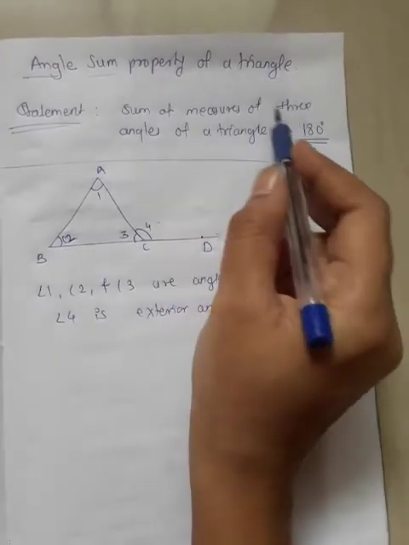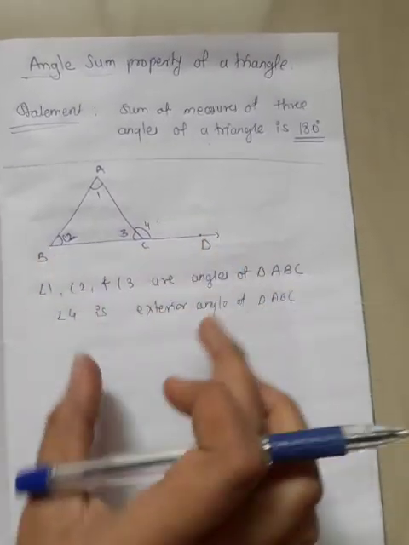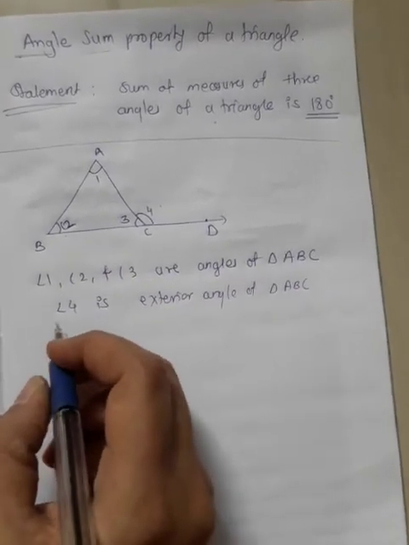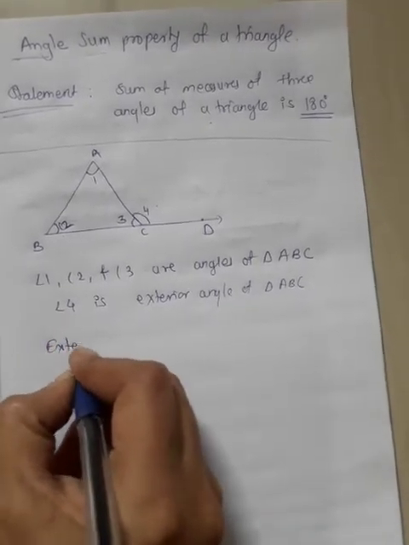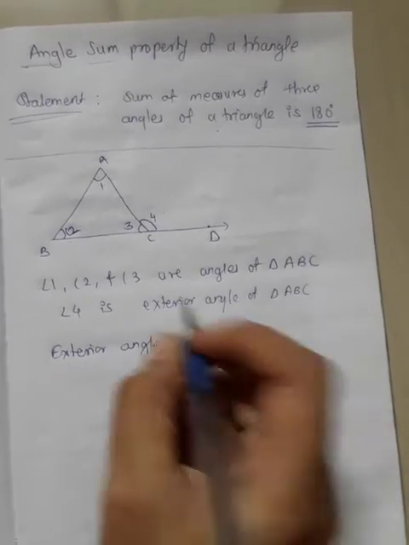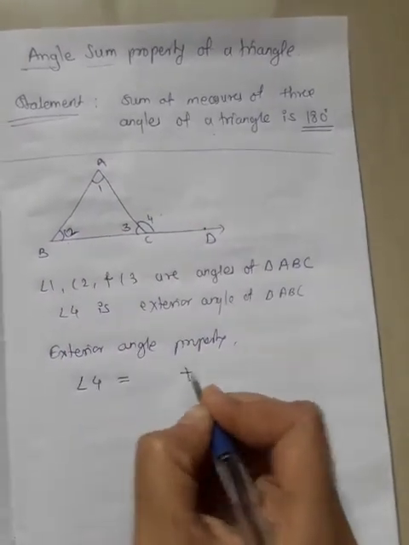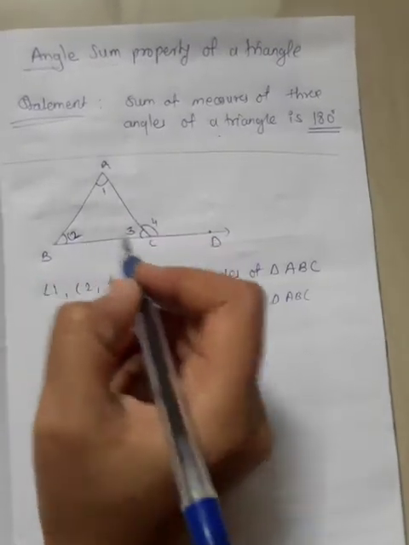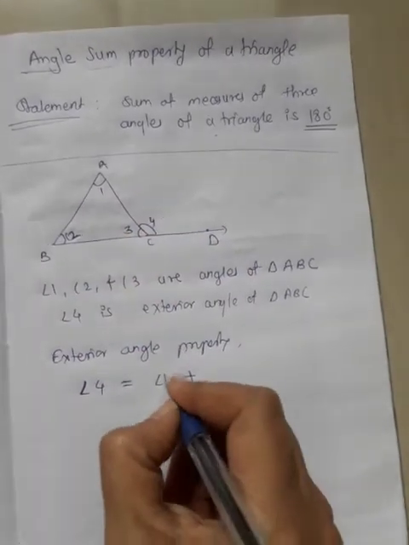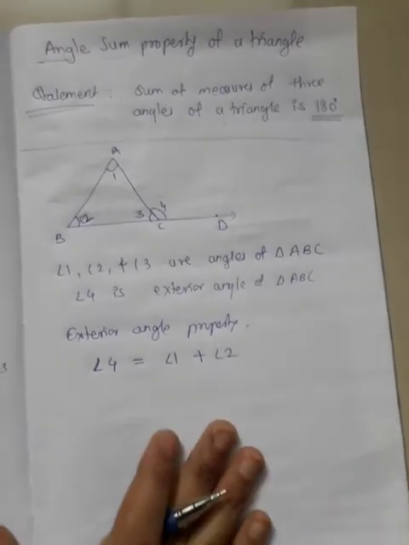We are going to give this justification for the statement that the sum of the measures of the three angles of a triangle is 180. See this diagram. You know the exterior angle property. What is the exterior angle property? The measure of an exterior angle is always equal to the sum of the measures of its interior opposite angles. Here angle 4 is exterior, and angle 1 and angle 2 are interior opposites. So angle 4 is equal to angle 1 plus angle 2.